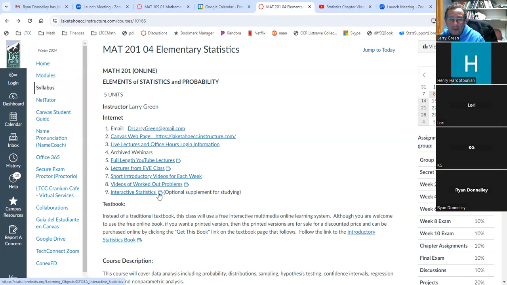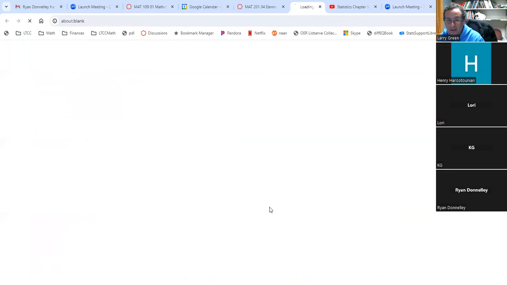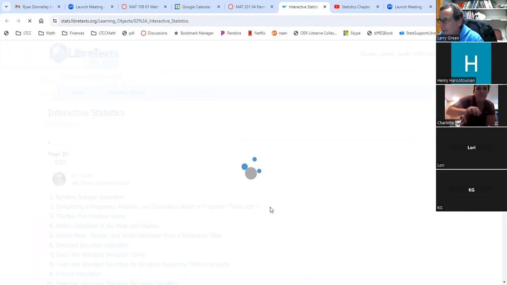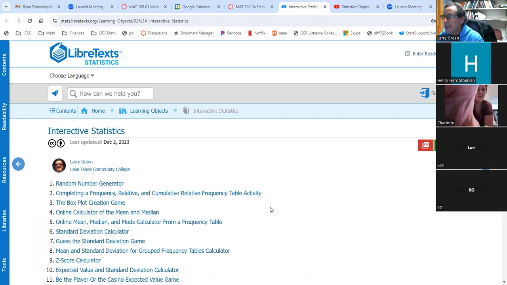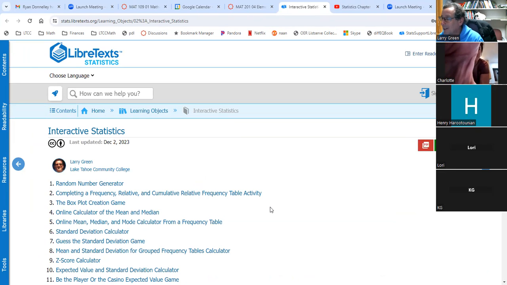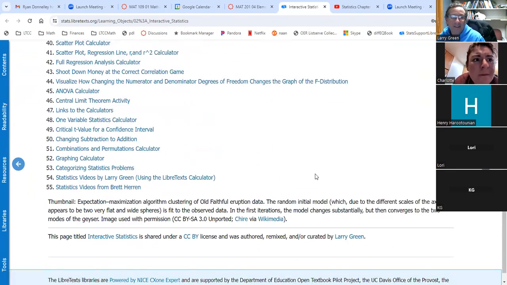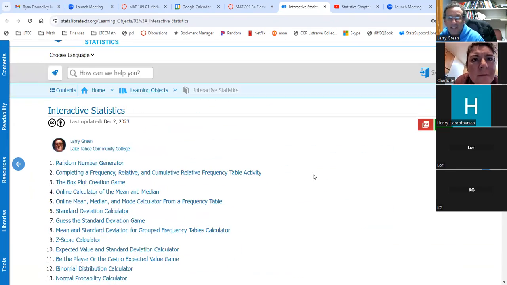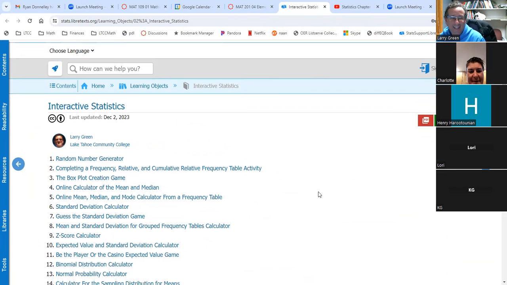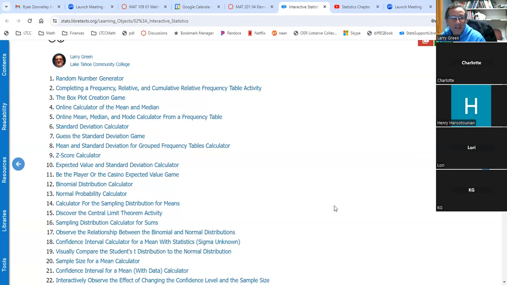I also have created interactive statistics. One of the things about me is I am a computer coder. I've been programming computers for a very long time. So I have made statistics interactive activities. A lot of them, 55 of them, and I really like them. You play with them? Great. And they're interactive, so it's not just reading a book.